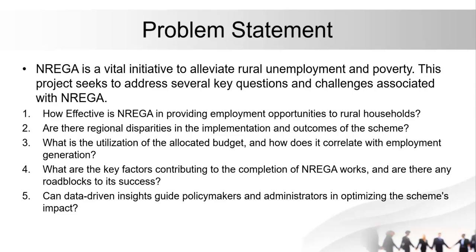Mainly, how effective it was to provide employment opportunities in rural households. Number two, are there any regional disparities in the implementations and outcomes of this scheme? Number three, what was the utilization of the allocated budget and does it correlate with the employment generation? Number four, what are the key factors that contribute to the completion of the work and are there any roadblocks to success? And number five, and most importantly, can data driven insights truly guide policymakers and administrators in optimizing the scheme's impact? Let us find out.